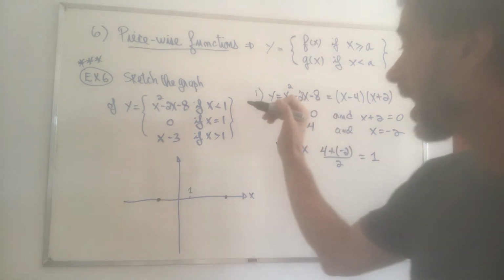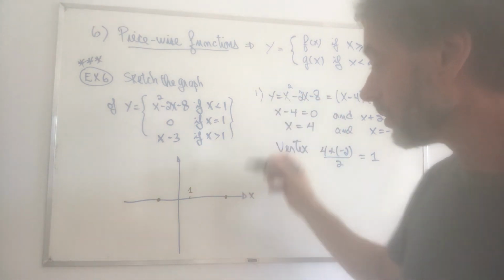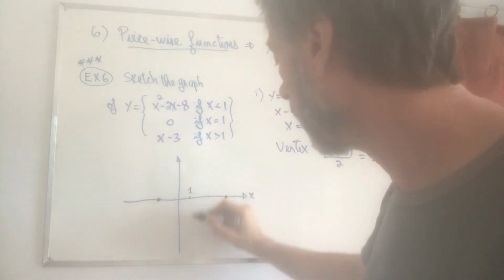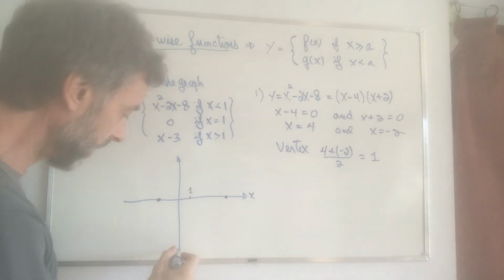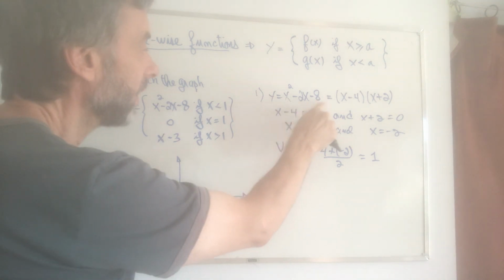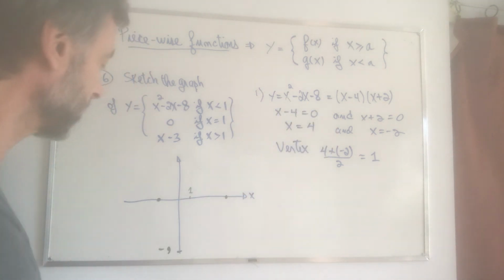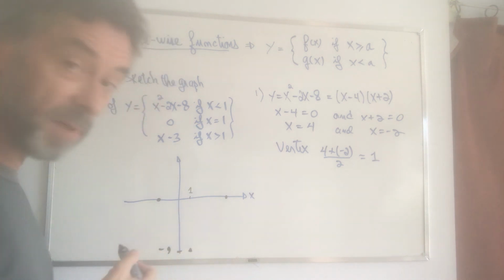Basically, this has an a that is positive. In front of x squared is a positive 1. I can calculate where the vertex is, I guess. If x is equal to 1, you put it in there, you're going to get minus 9. Right? 1 minus 2 minus 8, that's 1 minus 10, that's minus 9. So your graph, this is your vertex at (1, -9).